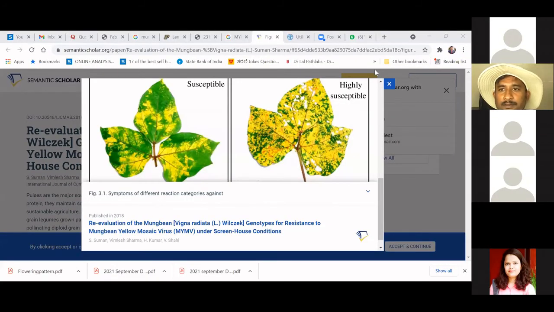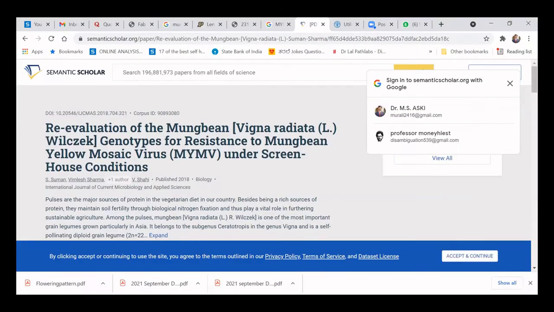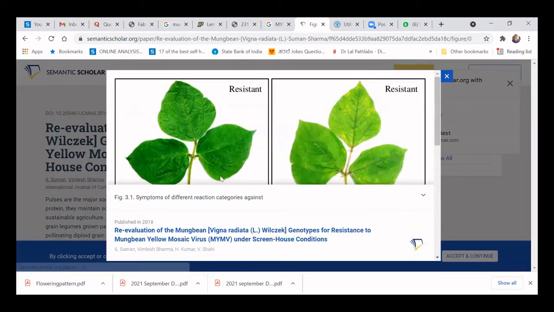MYMV. So MYMV is a typical problem in the case of Delhi. So this is a major problem. We are trying our level best to breed varieties for this, but this is how it looks. So I will just try to share the screen so you can see. Is it visible? So you just look into this picture.